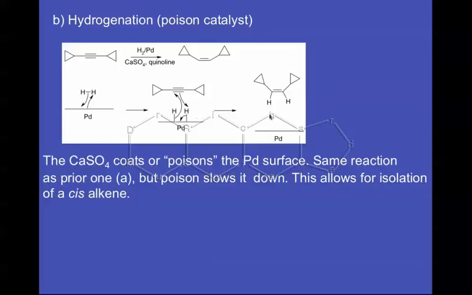as a product. And remember, the reason it's cis is because all of this is adding to the same face of the triple bond. So we end up getting cis stereochemistry of our alkene, and that's a very useful way to make cis alkene compounds.